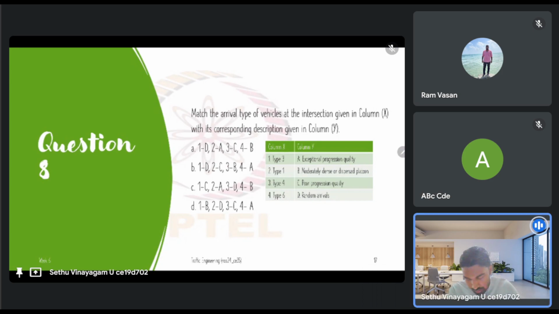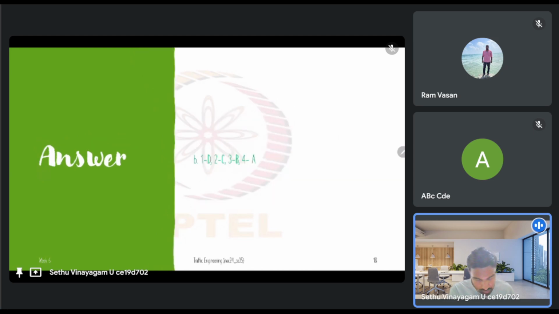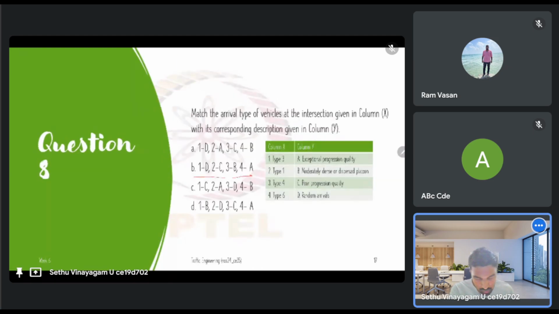So the right answer is option B. 1 is matched with D, 2 with C, 3 with B, and 4 with A. As I said, we have 6 different arrival types. This is based on the platoon ratio. The scale is such that 1 is the poor one and 6 is the exceptionally better platoon progression. So basically it goes from poor to good. That is the scale, which means you have to look at the order here.